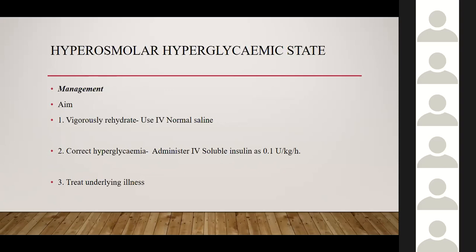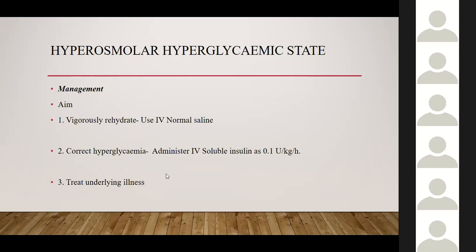Management is straightforward. Because the patient is dehydrated, you have to rehydrate vigorously. So you give your normal saline and try to replace. Of course, you need to pass a catheter, and you do the same thing as for DKA, because the catheter will help you know whether your patient is making urine or not, and you can measure the urine output. That will help you know whether this patient has a kidney problem, an acute kidney injury, or not. So don't forget to pass your catheter when you are rehydrating, so that you can monitor your urine output.